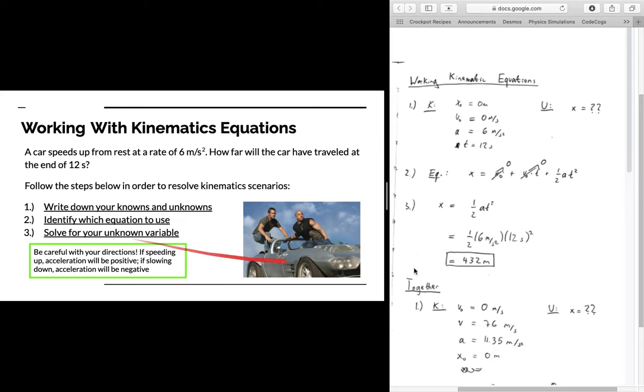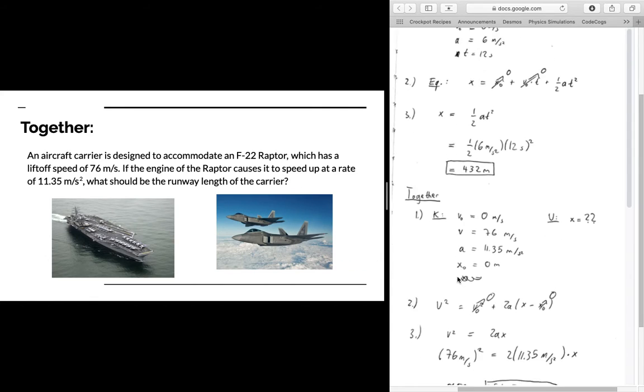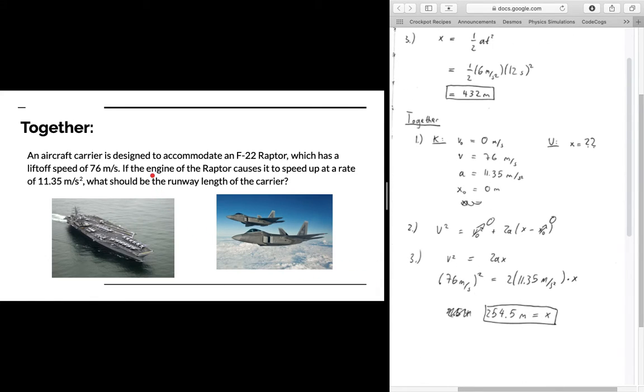And then lastly, our third step that we have right here is we solve for an unknown variable, which I forgot to highlight, but again, it's highlighted in all these three steps right here, okay? So now let's go through another problem together right here, okay? An aircraft carrier is designed to accommodate an F-22 Raptor, which has a liftoff speed of 76 meters per second. If the engine of the Raptor causes it to speed up at a rate of 11.35 meters per second squared, what should be the runway length of the carrier?